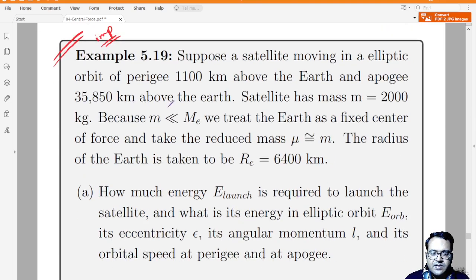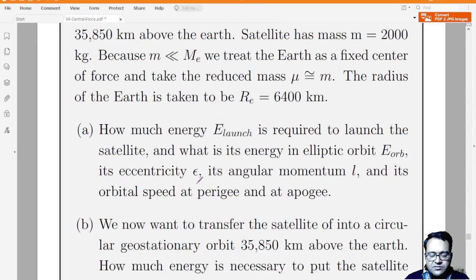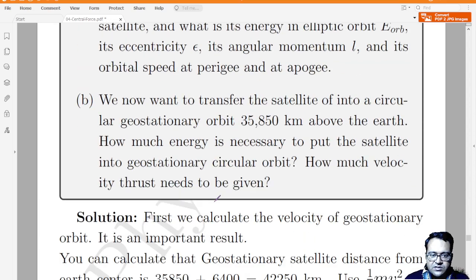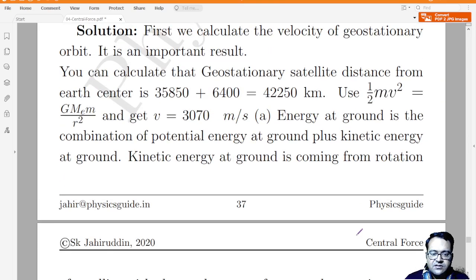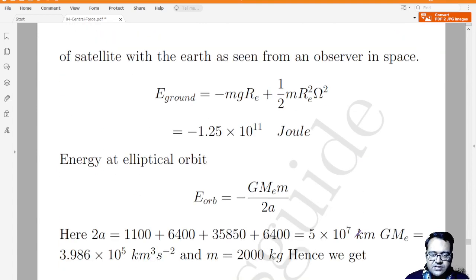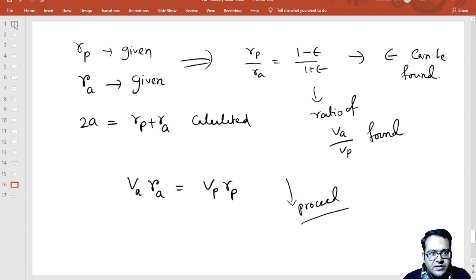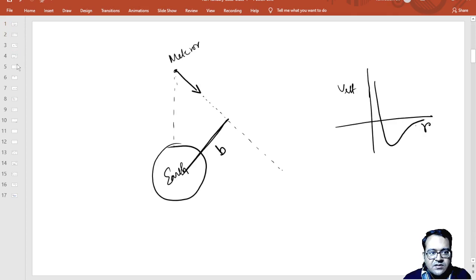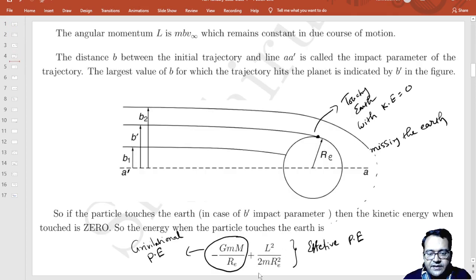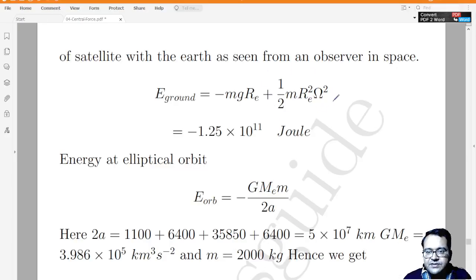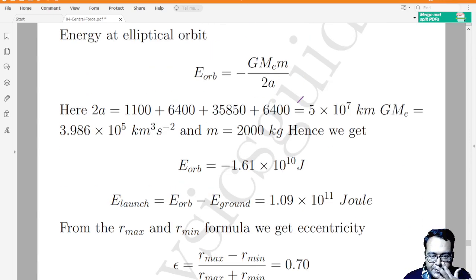This example 5.19 in the notes should be very important. So do it. You have the solution in your hand, so do it and understand it. Again, as we discussed in this class, the energy will include a centrifugal term. In the very first problem we discussed, we had this centrifugal term included. So we should include this centrifugal term, and then you calculate this.